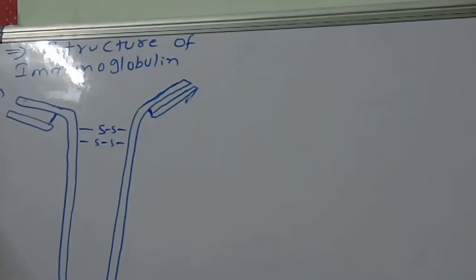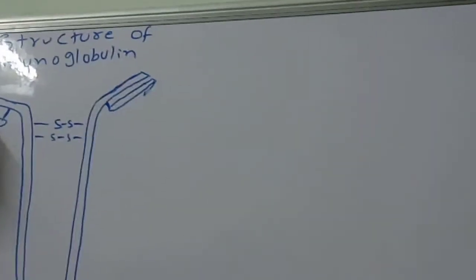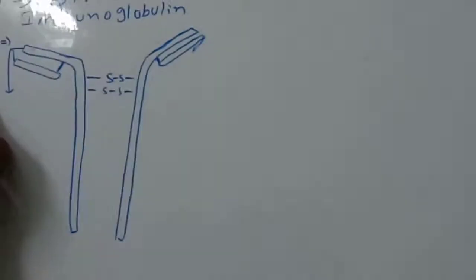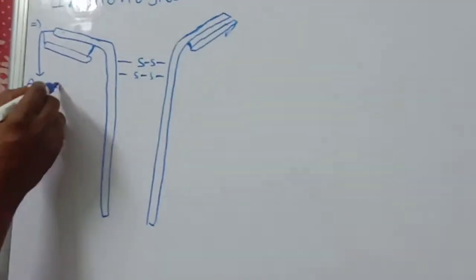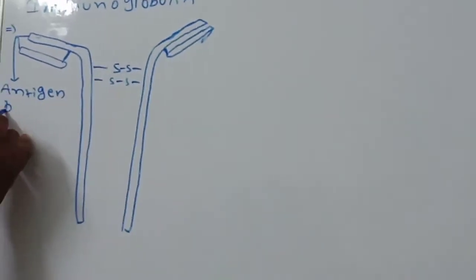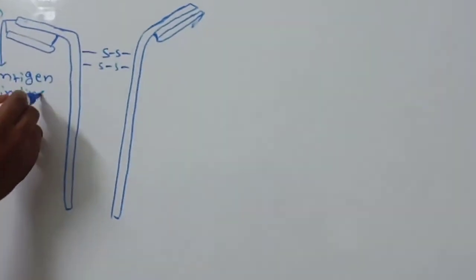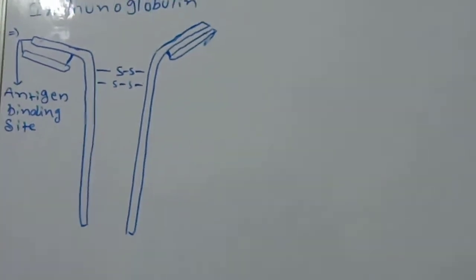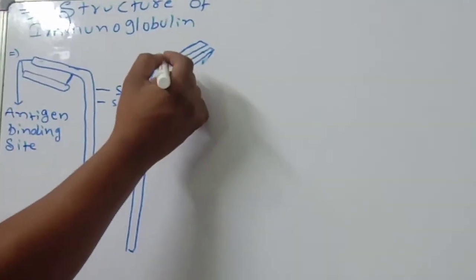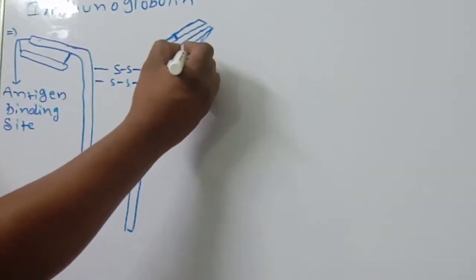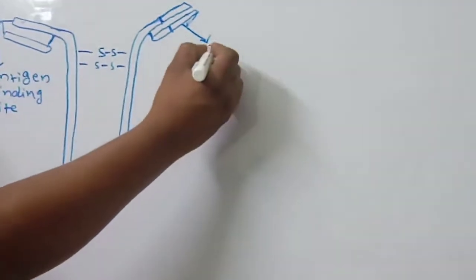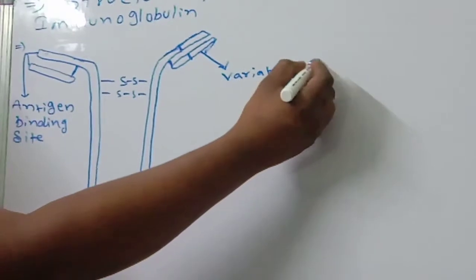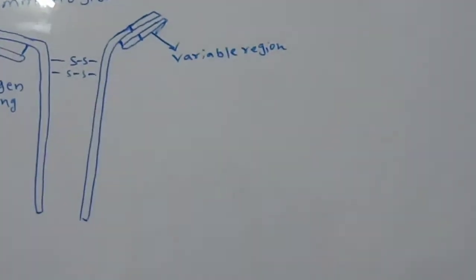What is this structure? This particular region is called what? Antigen binding site. Okay, this region here, one particular region will be there. This region is called variable. It will change. Okay, variable region. Variable region will be there.